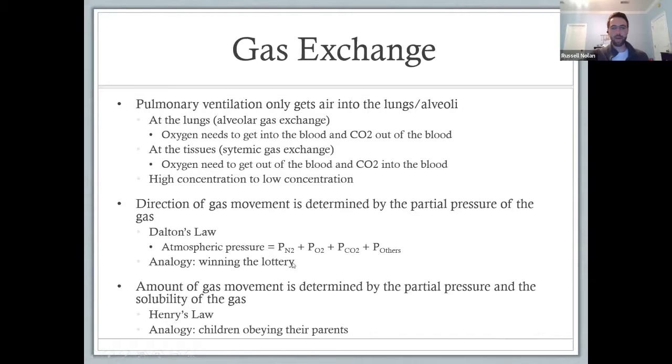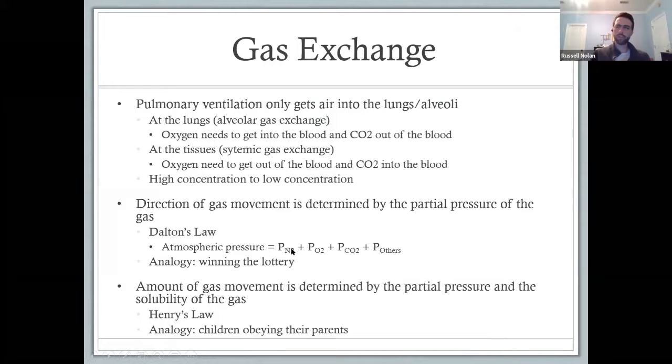Mathematically, Dalton's law says, if you look at the atmospheric pressure, which at sea level, and we're pretty close to sea level, is on average 760 millimeters of mercury, the atmospheric pressure equals the sum of the partial pressures, because if atmospheric pressure is the total pressure, each of these individually is called the partial pressure. So if we add up the partial pressures of all of these, we get the atmospheric pressure.